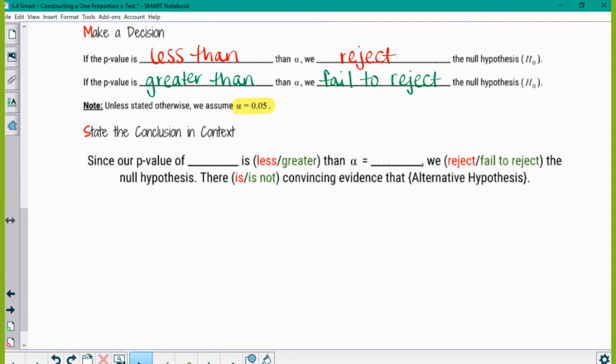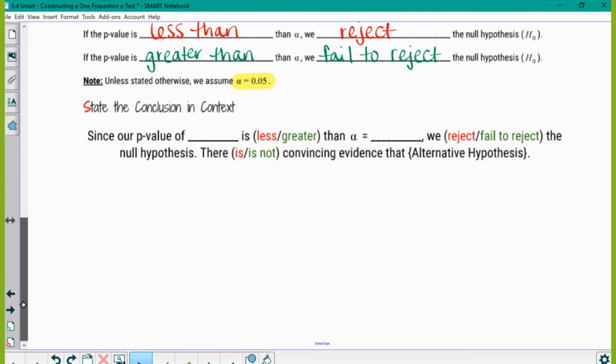Since our p-value of, fill in the blank, generally I report my alpha in my conclusion. We either are rejecting or failing to reject the null hypothesis. There is or is not convincing evidence that the alternative hypothesis is true.